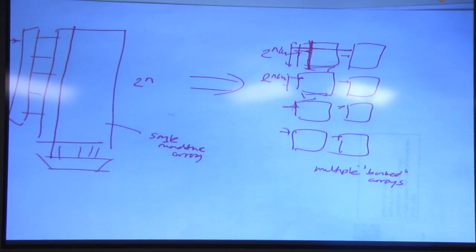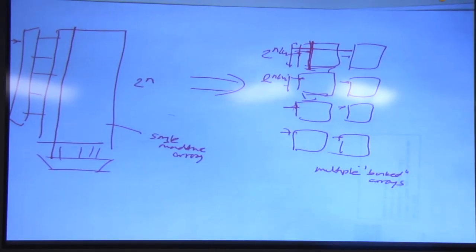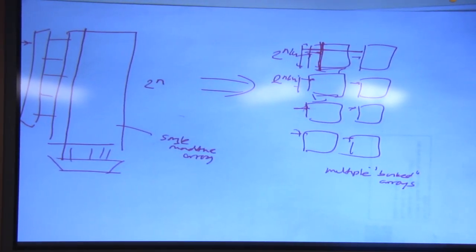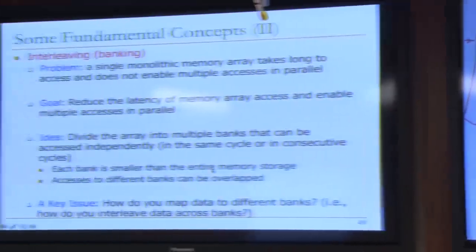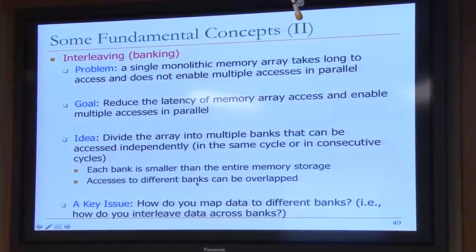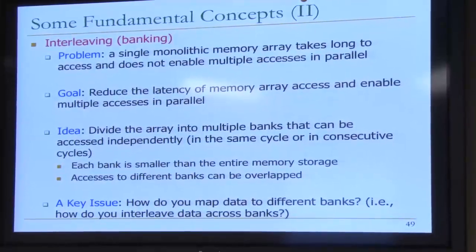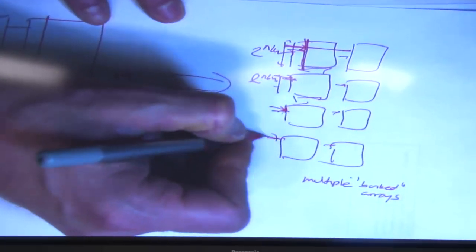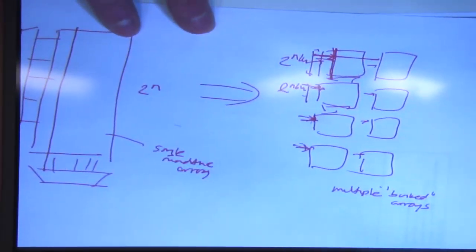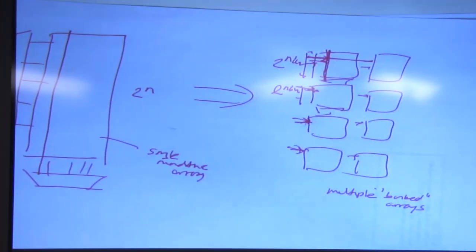Divide the array into multiple banks that can be accessed independently, or mostly independently, in the same cycle or in consecutive cycles. In this case, each bank is smaller than the entire memory storage, and hopefully accesses to different banks can be overlapped. As you've seen before, you can start this access, and then start this access over here, and then over here, and then over here, as long as accesses don't conflict with each other, right?